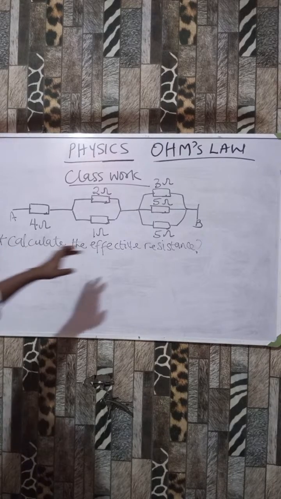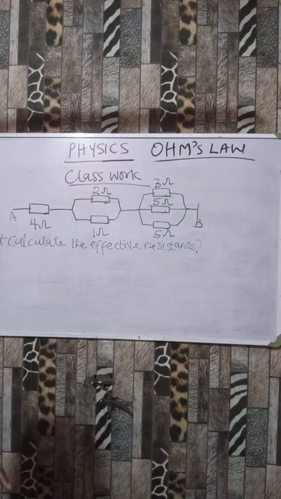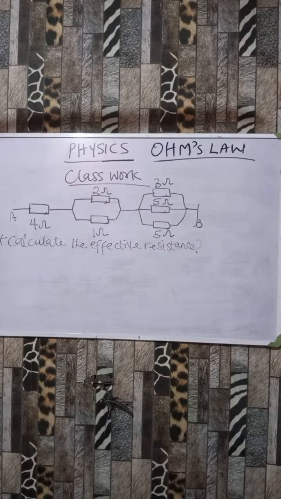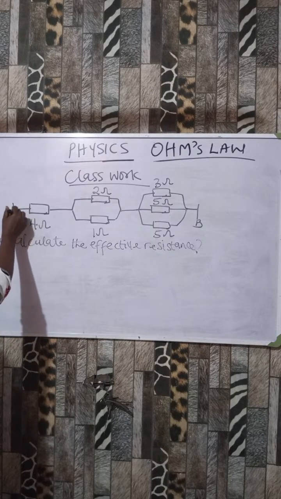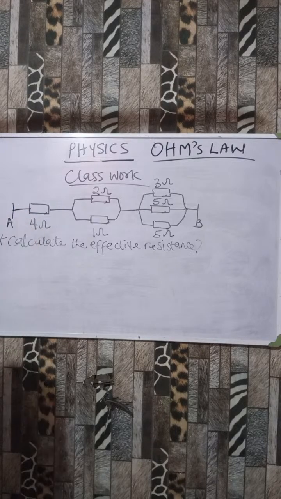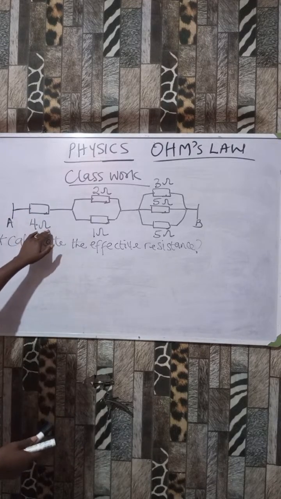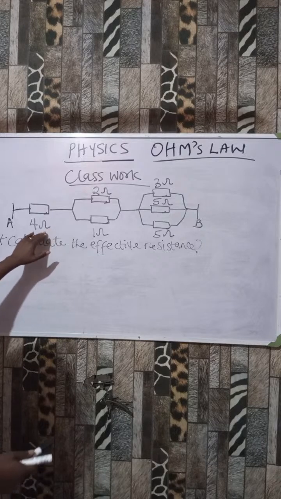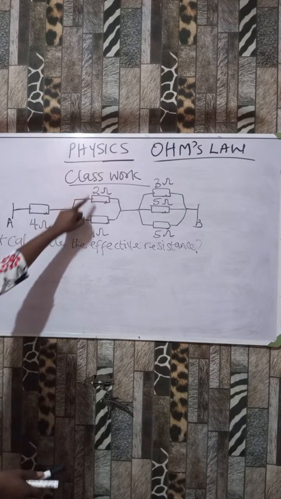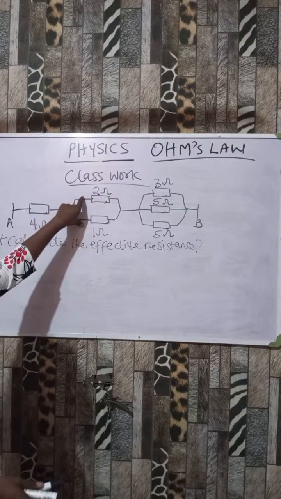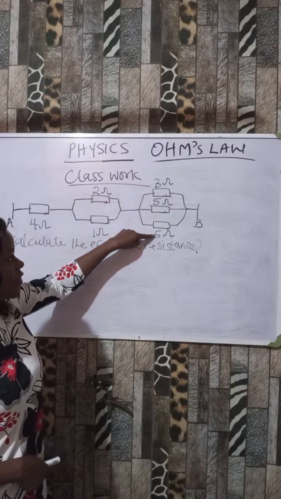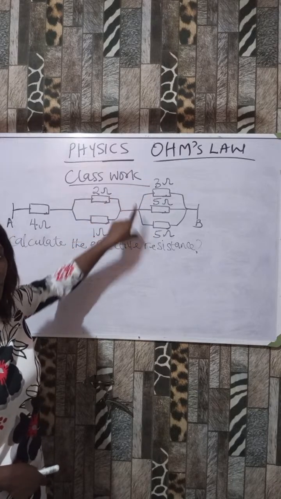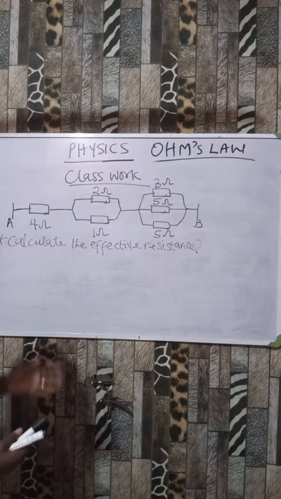Look at this question. Hope you are seeing the board very well. Hope it's very clear. Okay, now look at the question. This is point A. Now we have this. This is a resistor that is on its own, 4 ohms. This is 2 ohms. This is 1 ohm. These two are connected in parallel. Now look at these three. This is 3 ohm, 5 ohm, and 5 ohm. These three are also connected in parallel. Now the question is calculate the effective resistance.